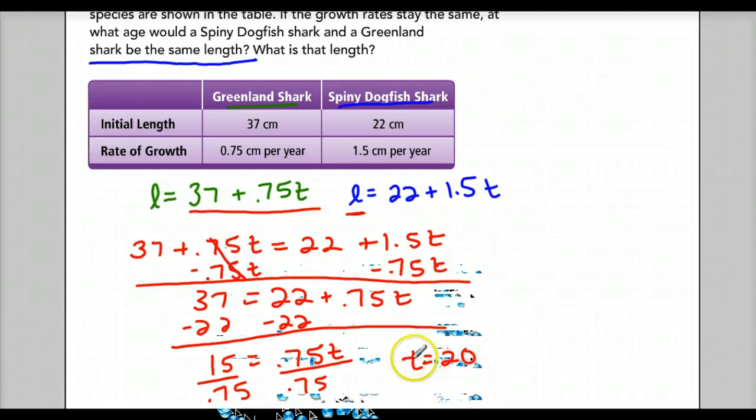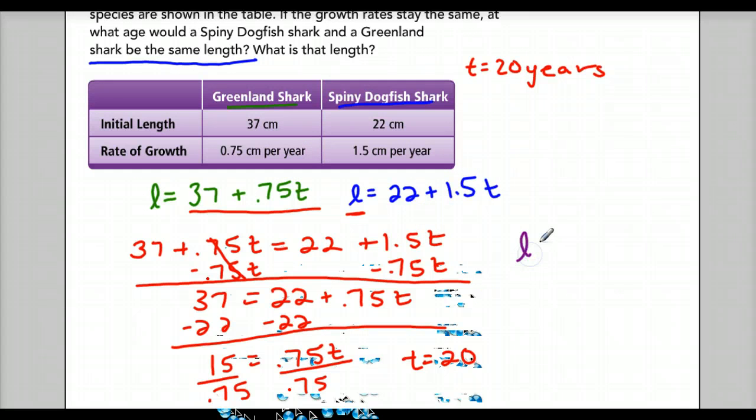So now we want to solve for L. So this means it's going to take 20 years. Remember, t is time. So t equals 20 years. They will be the same length. Now what is that length? Well, if we put 20 into either one of these, we'll be able to solve it. I'm going to try this one. So I'll change colors to purple.